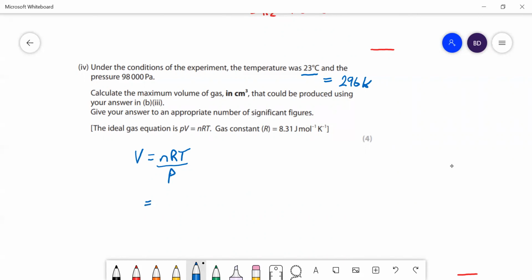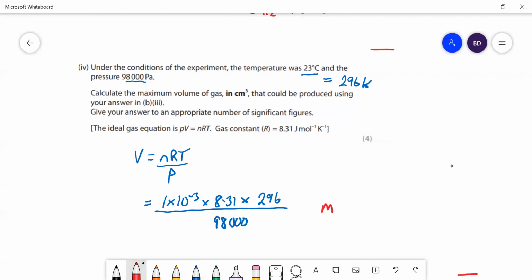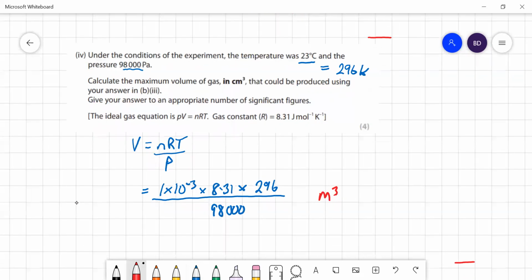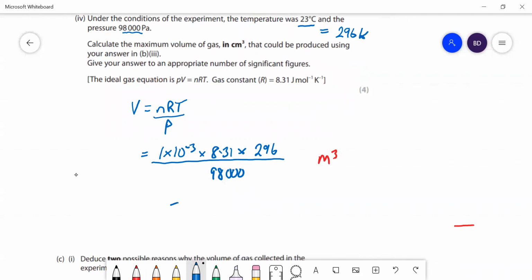The number of moles of gas is 1 times 10 to the minus 3. The ideal gas constant, 8.31. The temperature, 296 Kelvin. The pressure, now they do give us in pascals, not kilopascals, so that's 98,000, that's the right unit. And the unit of volume is going to be meters cubed. Let's work that out. You get 2.51 times 10 to the minus 5 meters cubed.